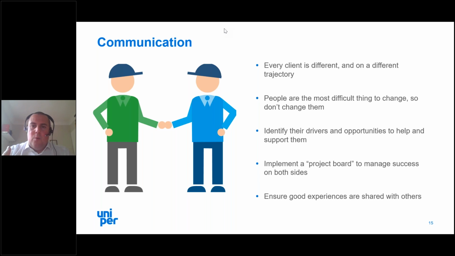But again, what we've found is that people are the most difficult thing to change. So what we try to do as much as possible is not change people. What we try to do is make our solution work for the people that it's got to work for. By doing that, I'll come back to the point I made earlier, identifying their drivers and the opportunities to help and support them. So how can we make this work for you? That's a really important point.